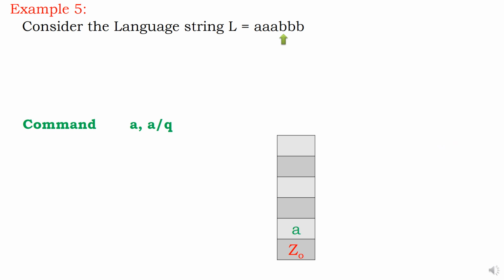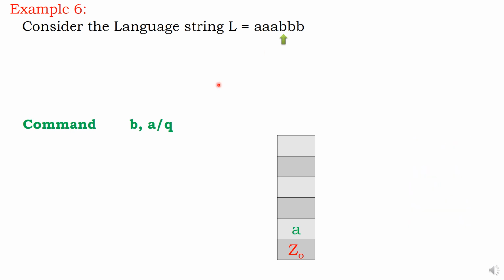I will show you another example. A, A / Q. Input, top of the stack, push. Who is input? A. So, not satisfied. Who is this A? Top of the stack. Satisfied. This is satisfied, but this is not satisfied. The PDA rejects.